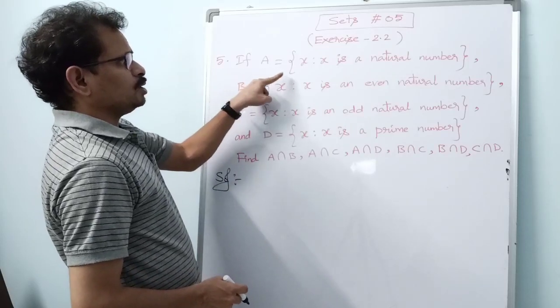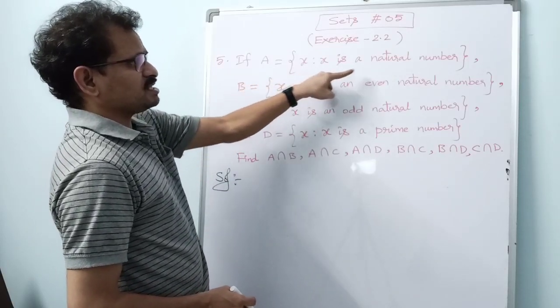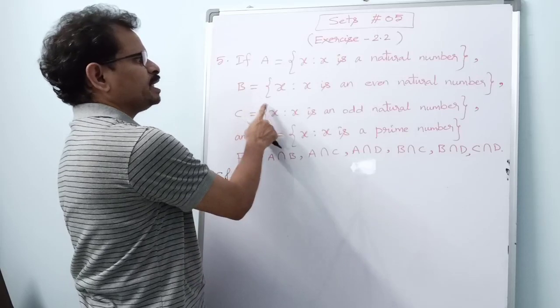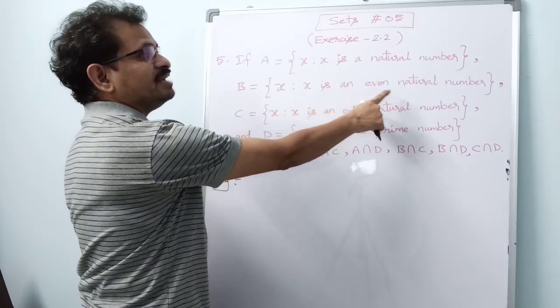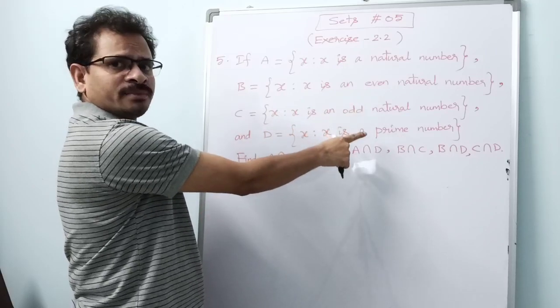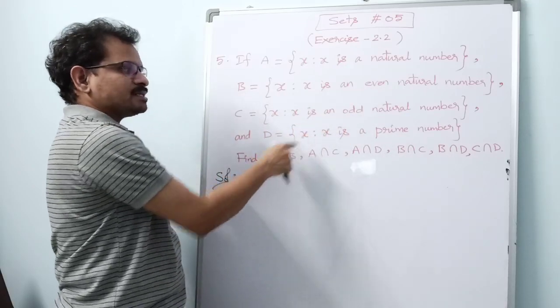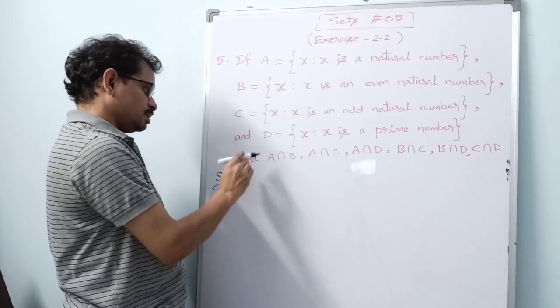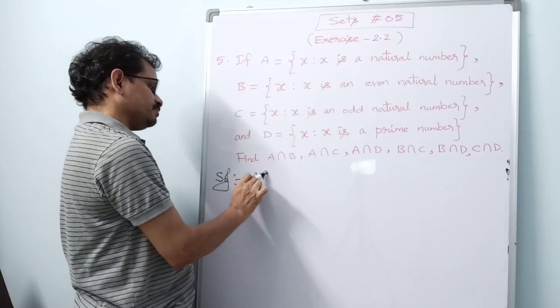Question number 5. If A equal to x such that x is a natural number, B equal to x such that x is an even natural number, C equal to x such that x is an odd natural number, and D equal to x such that x is a prime number. Let us first find out A intersection B.